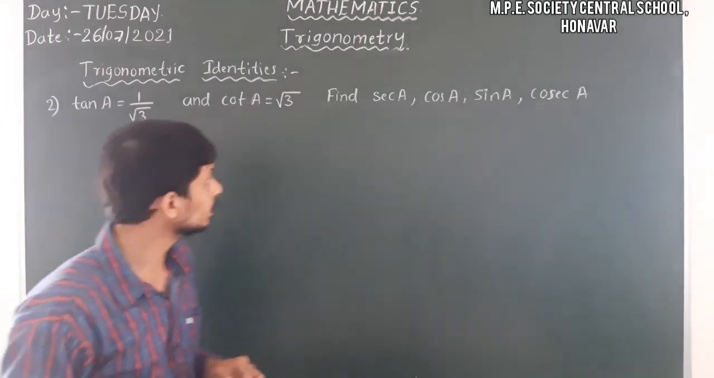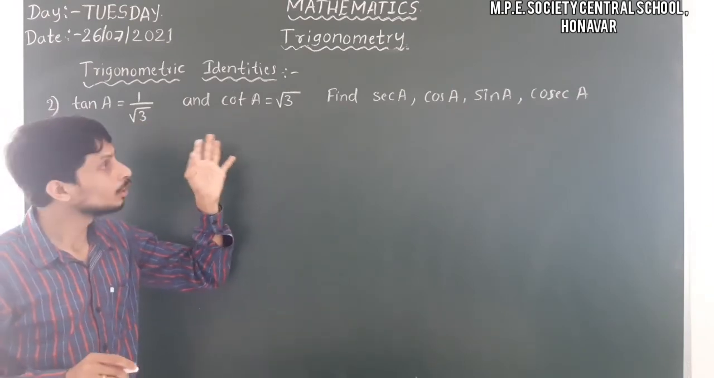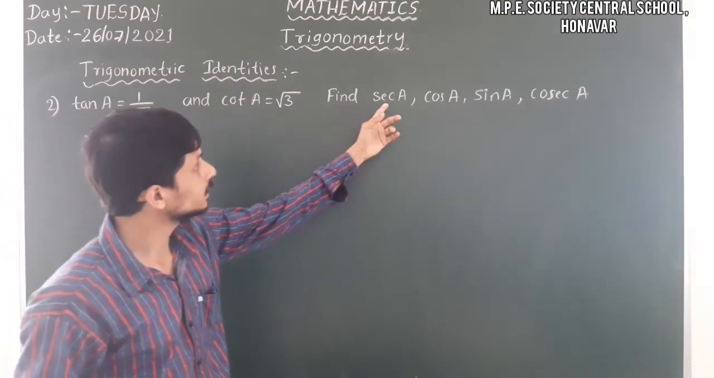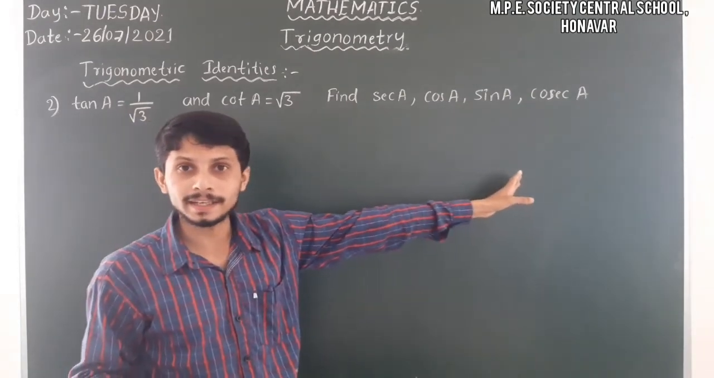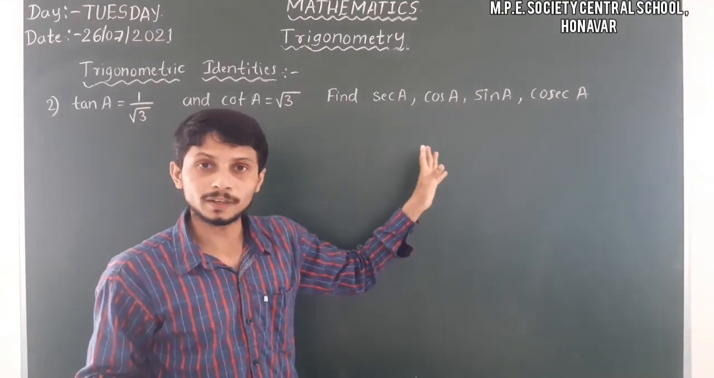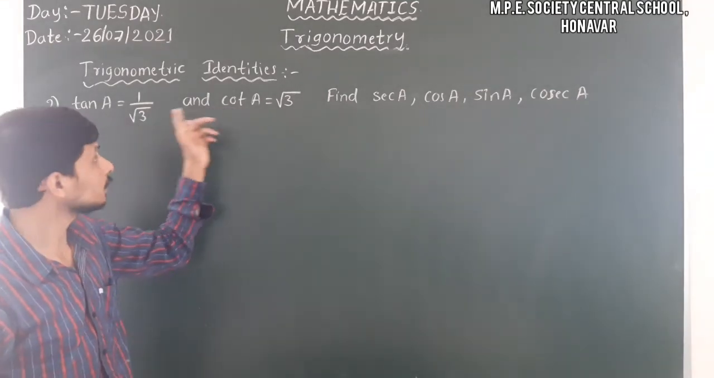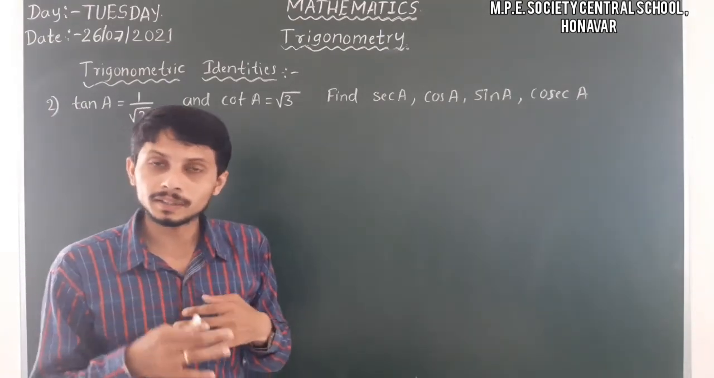So here just observe, it is given that tan A is equal to 1 by root 3 and cot A is equal to root 3. So we have to find secant A, cos A, sine A and cosecant A. Here we have to find these four trigonometric functions using the given terms. So firstly we have to go with the trigonometric identity.